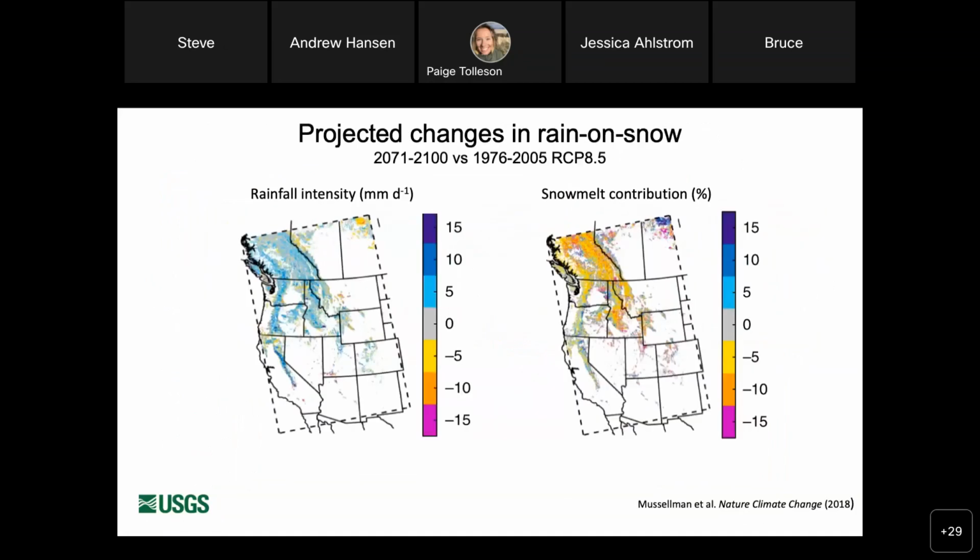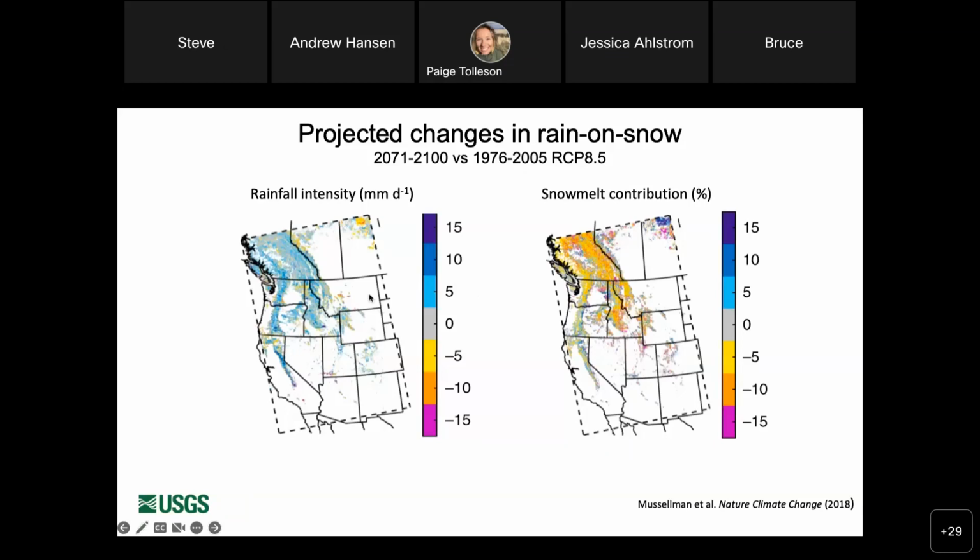So one thing that I didn't have forecasts of ARs, but one thing we can look at is projected changes in rain on snow. This is a climate modeling study done by Musselman et al., where they used a really high resolution regional climate model and looked at changes in potential rain on snow events throughout the West, including the GYE. And so I use this as an example to look at how things might change with rain on snow events.